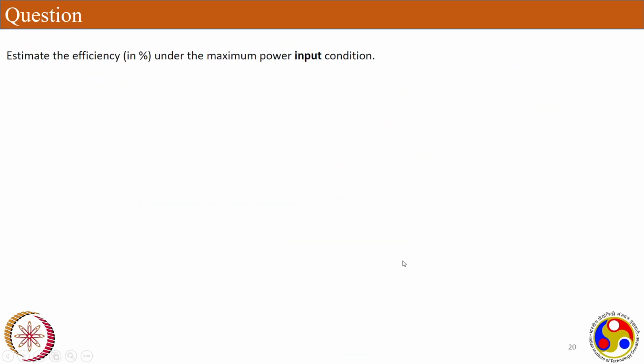Okay, now next question. Estimate the efficiency under the maximum power input condition. Okay, now we already got the output power and also the input power. It's nothing but just the division of output by input. Efficiency is P output by P input. Output is 95.5 kilowatt. Input is 164.7 kilowatt. So how much is this? 57.98.